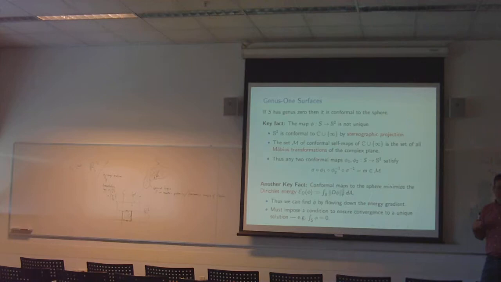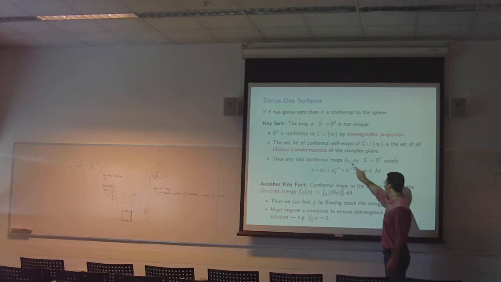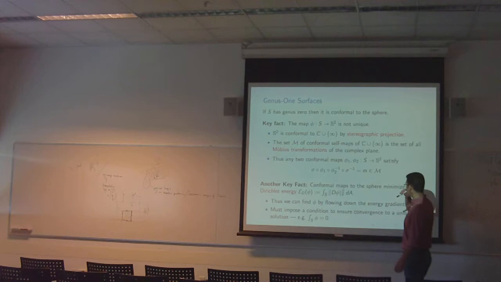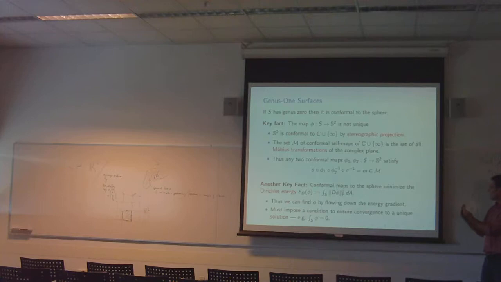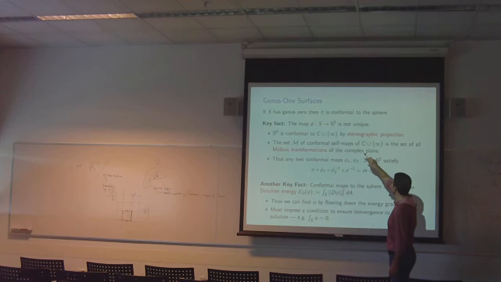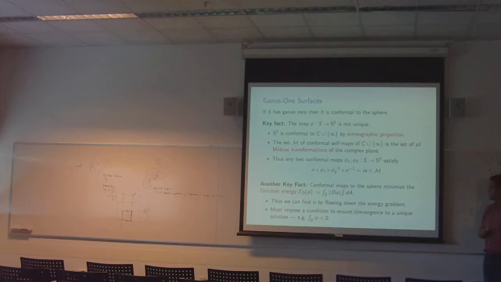Okay, so what about non-uniqueness? If you have two maps from S to S2, I follow the maps forward from S2 into the complex plane, and I get two different conformal maps of the plane, which means they are related by a Möbius transformation. Sigma is my stereographic projection map. M is a Möbius transformation. What is the Möbius transformation?